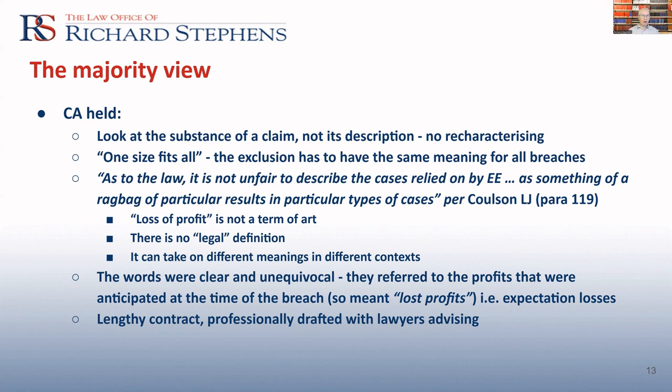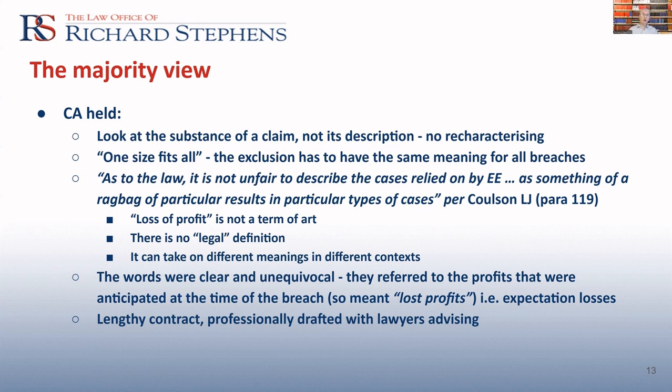But there's no law on this, no law at all. As Coulson LJ said, as to the law, it's not unfair to describe the cases relied on by EE as something of a ragbag of particular results in particular types of cases. Loss of profit, anticipated profit, it's not a term of art. There's no legal definition as such, and it can take on different meanings in different contexts.